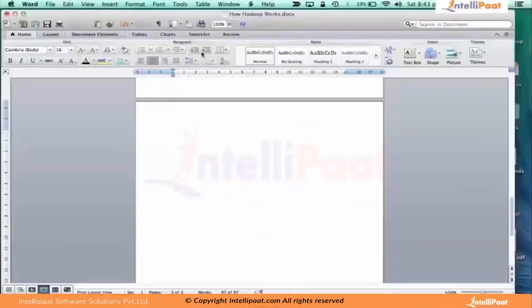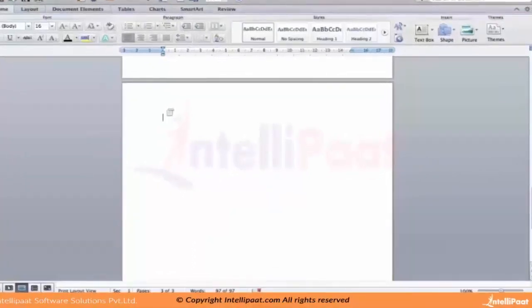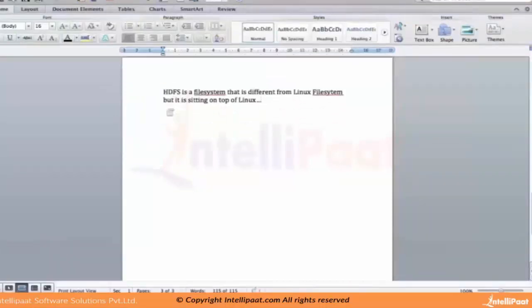So let's talk about what exactly is HDFS. HDFS is a file system that is different from the Linux file system, but it is sitting on top of the Linux file system. I can answer your question in one line, but let's understand the whole thing, because that will help you collect the pieces and connect the dots. Now let's understand this carefully.